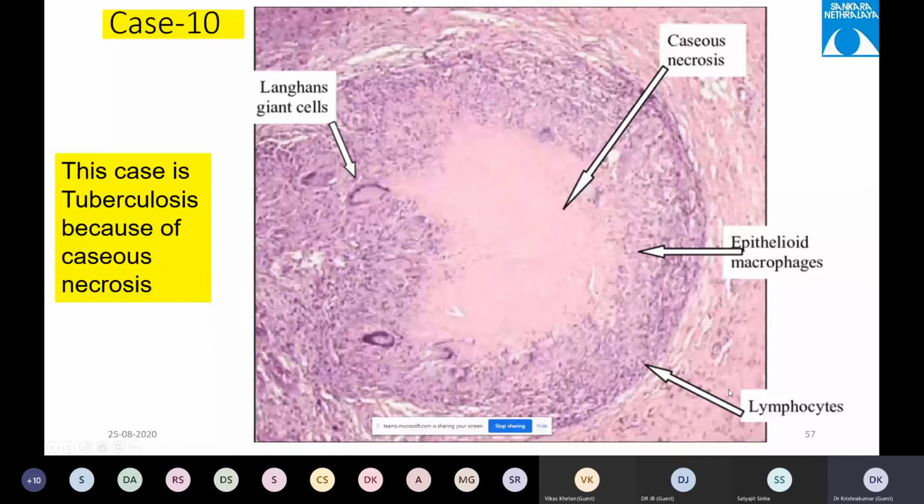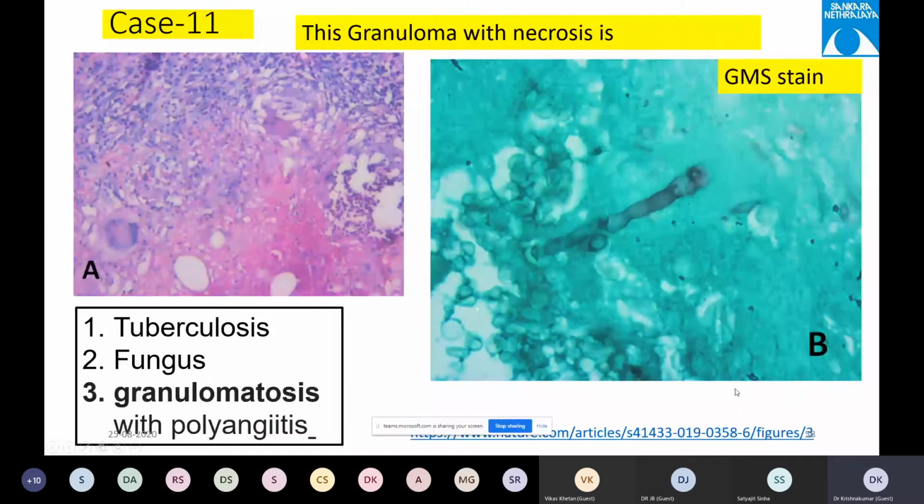Now, this is granuloma. You see the giant cells showing necrosis. And here you find a GMS stain. Why GMS stain? You see this filament here. So this is fungus. So this is a fungal granuloma with necrosis showing the filaments.